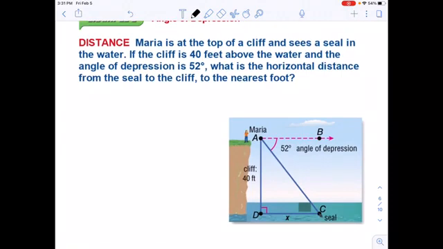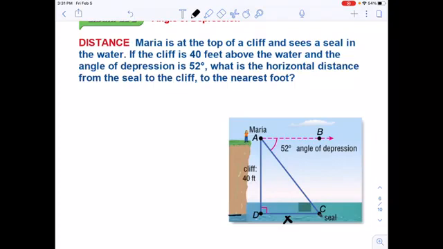So here the picture is drawn for us. Maria is at the top of a cliff and sees a seal in the water. If the cliff is 40 feet above the water and the angle of depression is 52 degrees, what is the horizontal distance from the seal to the cliff to the nearest foot? So we're trying to find this x. You'll notice they drew the picture, and we have given to us the angle of depression.